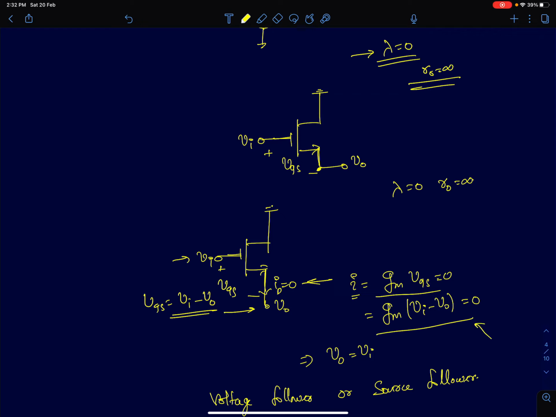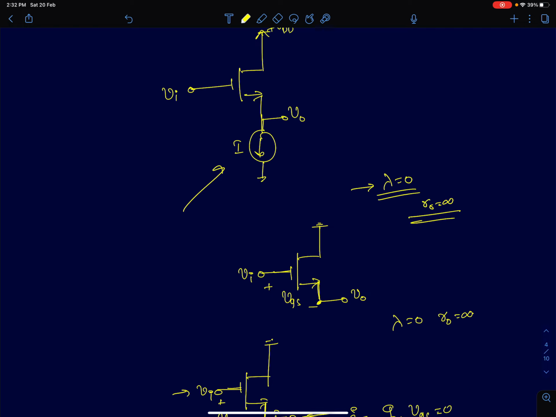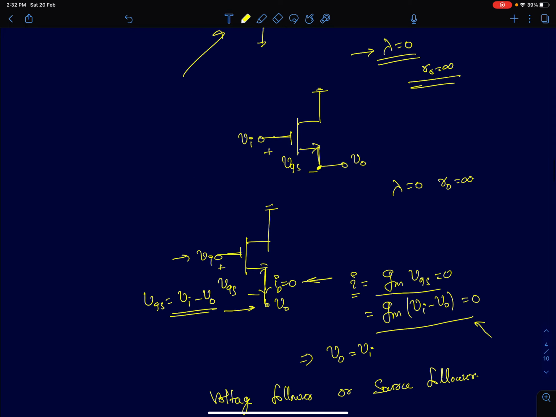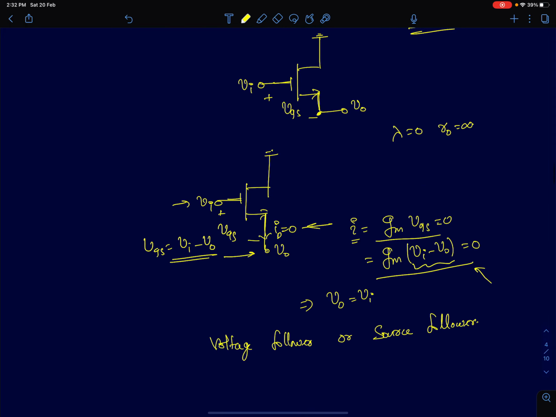Now if you have biased your amplifier with a finite DC current, that's what is shown here, then the device is going to have a finite transconductance. The transconductance cannot be 0, which means the second term, Vi minus V0, is 0. That implies that V0 equals Vi. So your output voltage follows the input voltage.